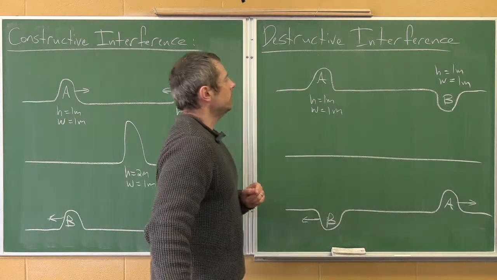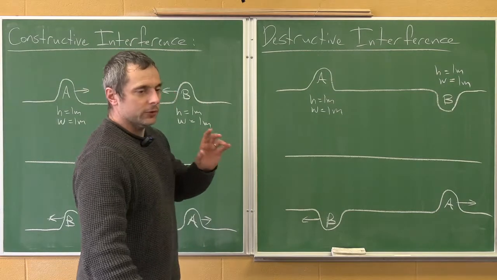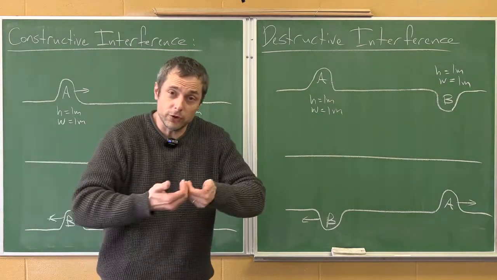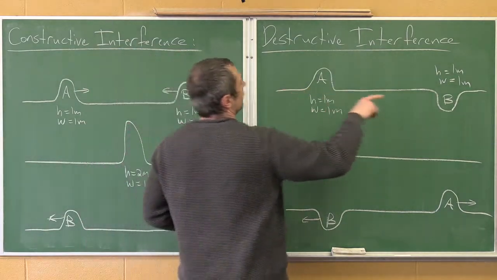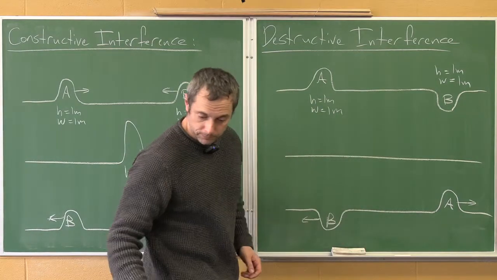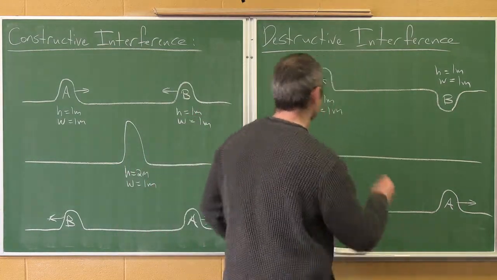Now destructive interference. So instead of crest-crest heading toward each other or trough-trough heading toward each other, we've got a crest and a trough heading toward each other. Let's see.